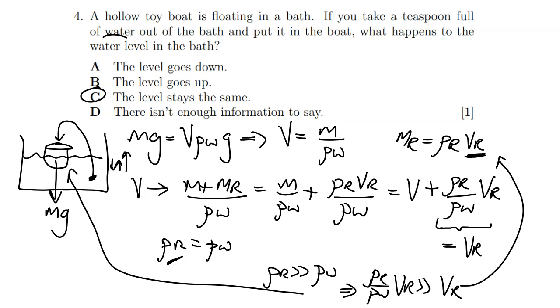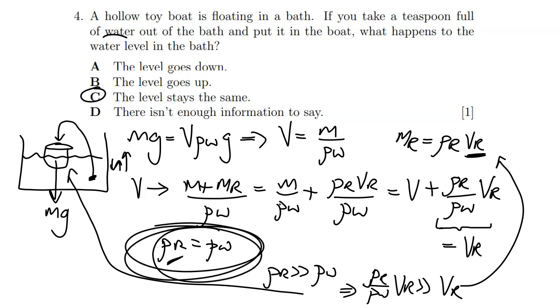But in this case, of course, we are just taking a teaspoon of water. Oops, I've highlighted the wrong one there. We're just taking a teaspoon of water. So actually, rho r just equals rho w, and therefore the additional displacement is equal to the amount of the volume that we remove from the system. So the amount we remove equals the volume we then add, so the water level stays the same.